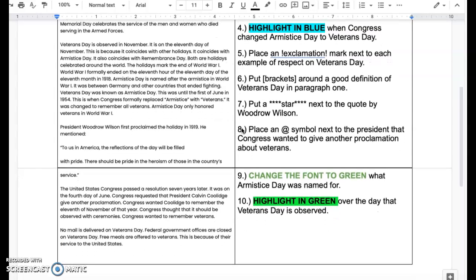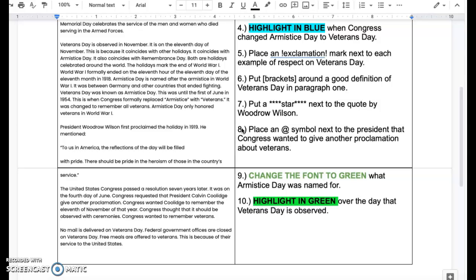Number 6, put brackets around a good definition of Veterans Day in paragraph 1. Number 7, put a star next to the quote by Woodrow Wilson. Number 8, put an @ symbol next to the president that Congress wanted to give another proclamation about veterans.